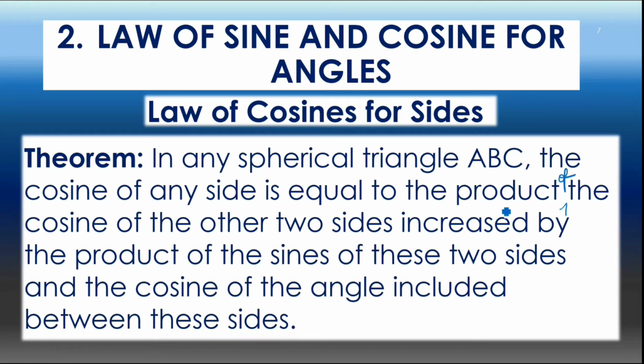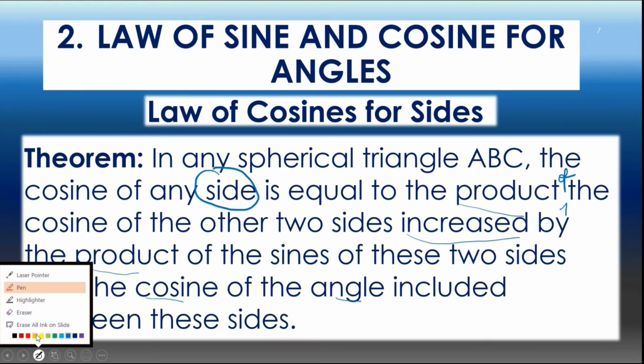So what we have in this theorem are what? We do have the product also that is separated by "increased by". So it means we're gonna have addition. Then on the last portion, we do have cosine of the angle. When we say cosine of the angle, that is included between the two sides. So this is actually the angle that is opposite of this side here, the one on the left side of the equation.